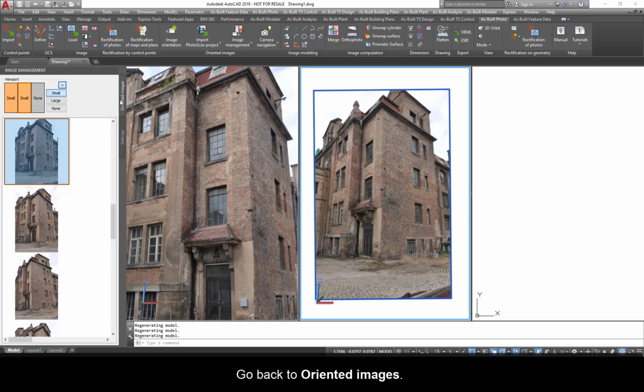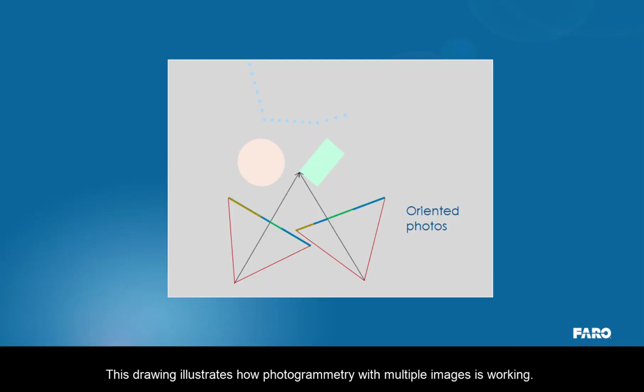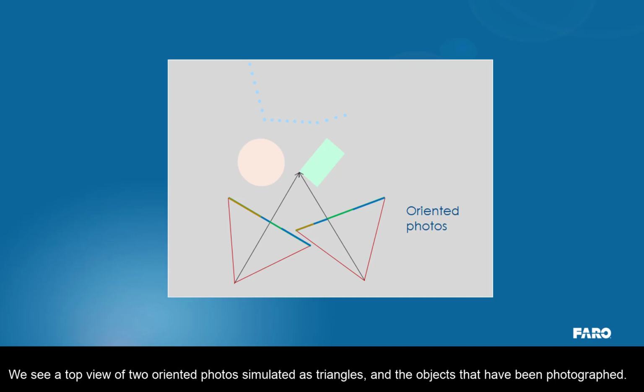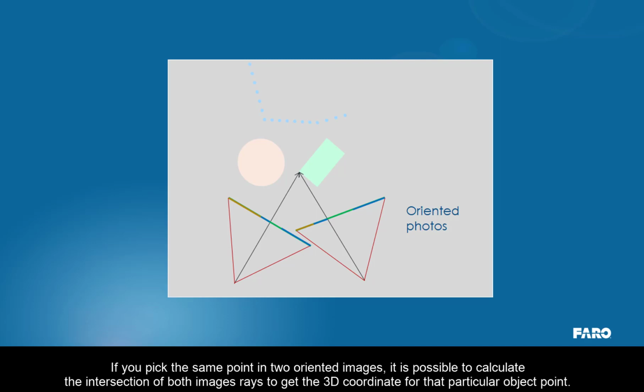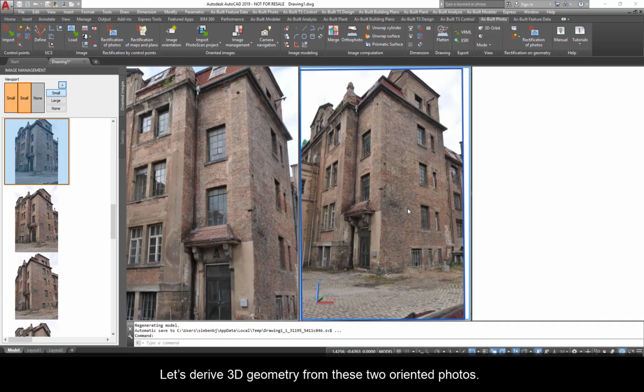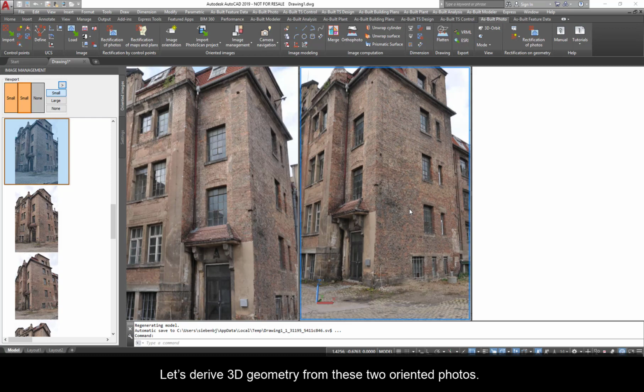Go back to Oriented Images. This drawing illustrates how photogrammetry with multiple images is working. We see a top view of the 2 oriented photos simulated as triangles and the objects that have been photographed, pink, green, and blue. The lowest tips of the triangles are the centers of projection. If you pick the same point in 2 oriented images, it is possible to calculate the intersection of both image rays to get the 3D coordinate for that particular object point. Let's derive 3D geometry from these 2 oriented photos.